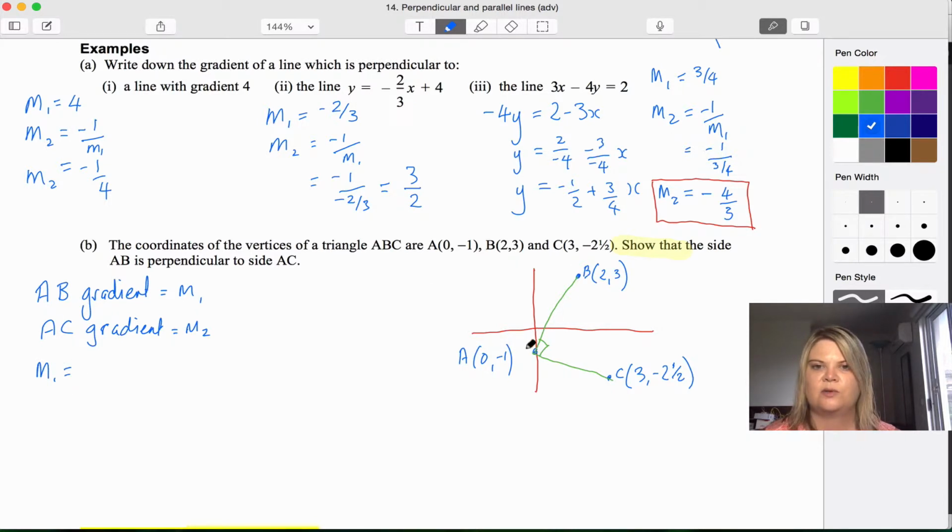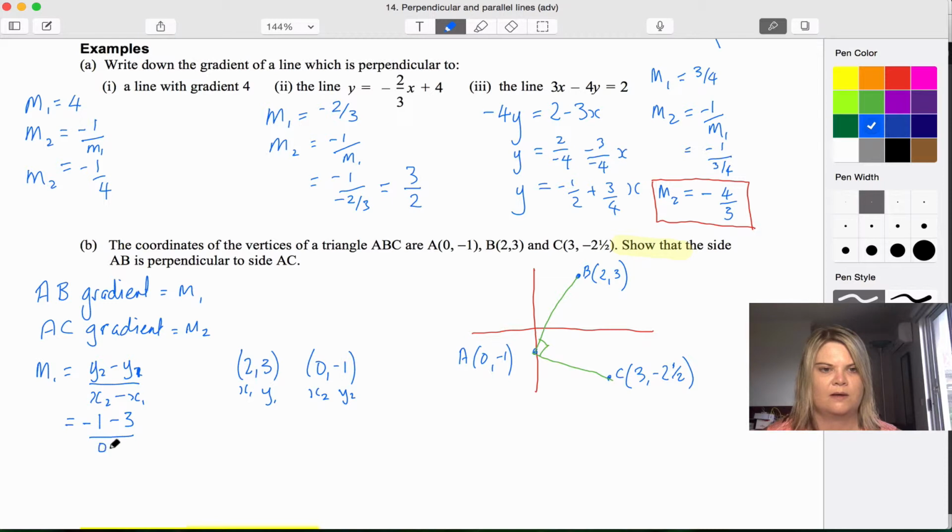To find the gradient of a line between 2 points, we use y2 minus y1 over x2 minus x1, which equals, actually I better write it out, x1, y1, x2, y2. So we get -1 take 3 over 0 take 2, which equals -4 on -2, which is +2. That's our gradient of AB, 2.